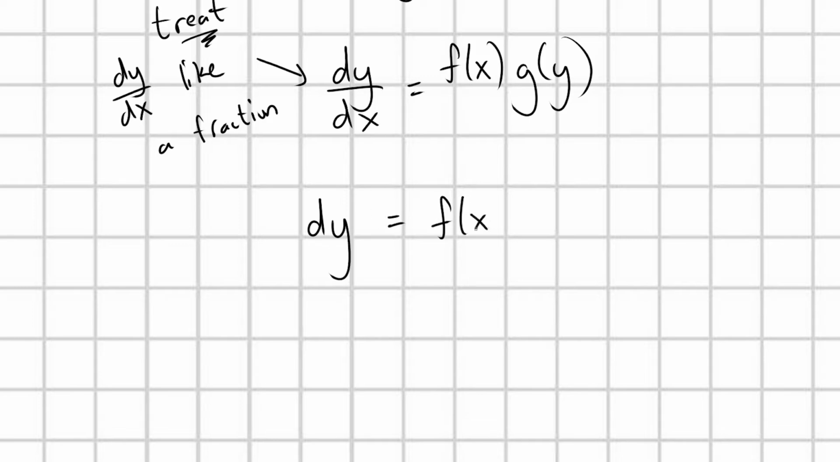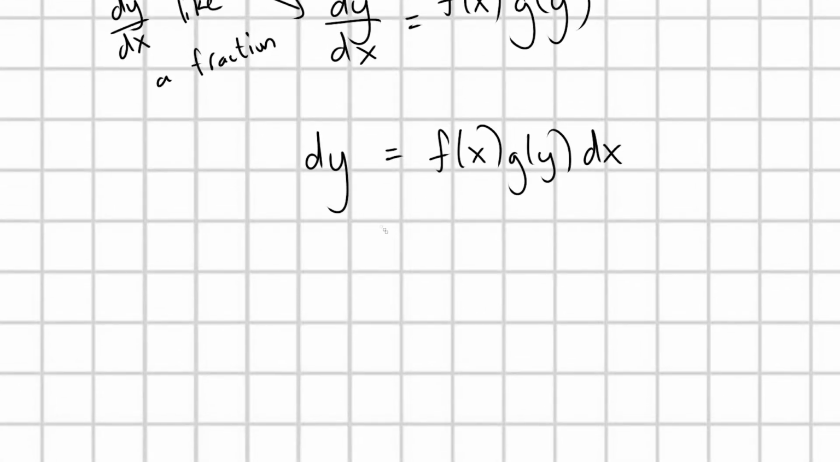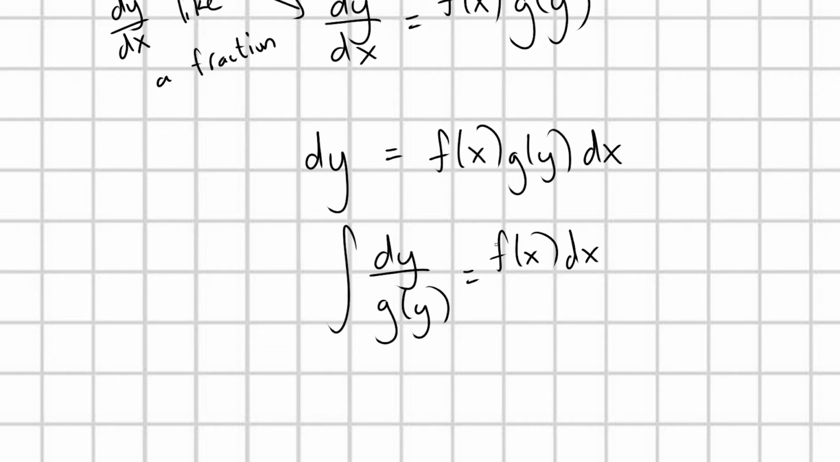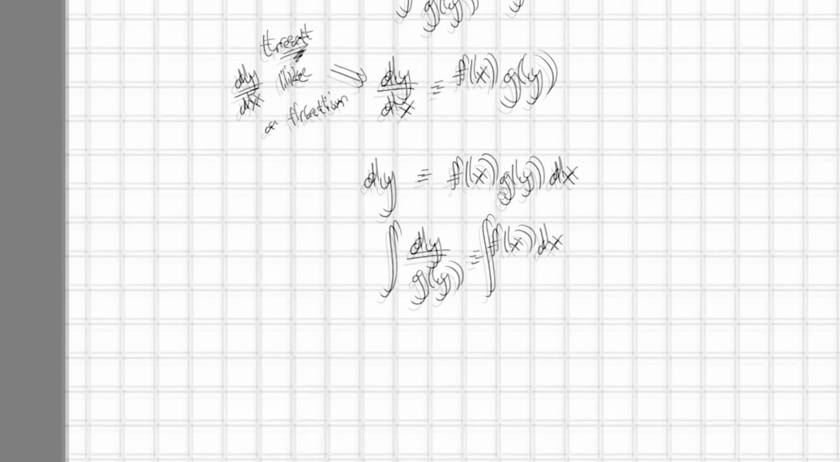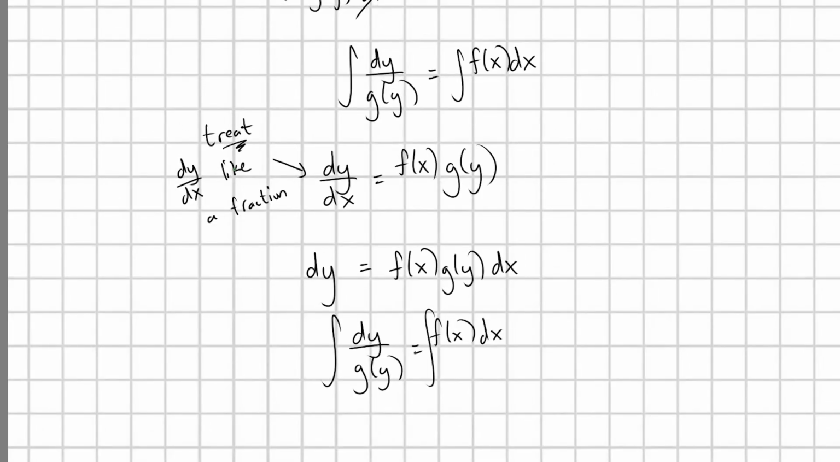And then of course we can move the g(y) over to the other side, just like so. Then we're left with the exact same form, and we can integrate both sides again in order to solve this. So we can see that if I decide to treat dy/dx like a fraction, then we can ultimately get the exact same form as we did here. So let's go ahead and walk through a couple of examples next.